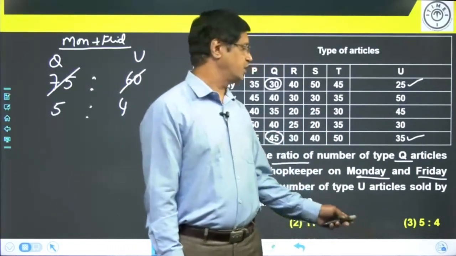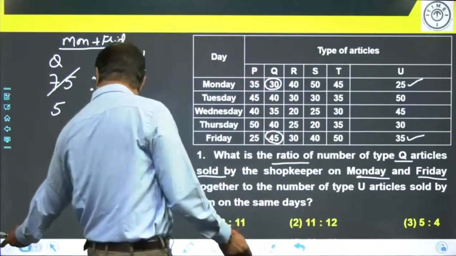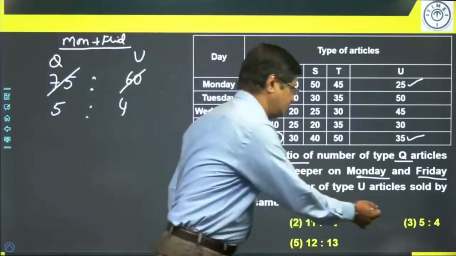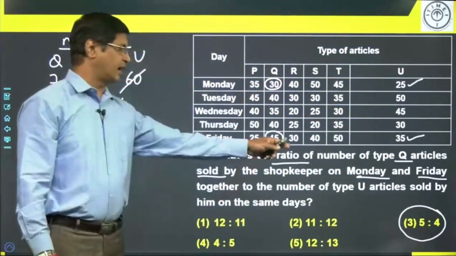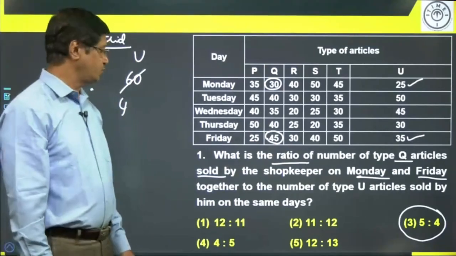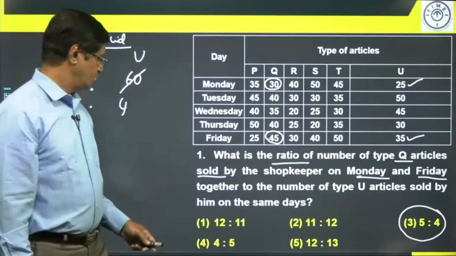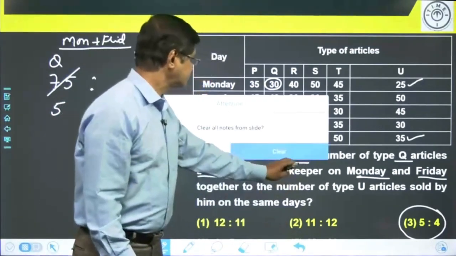Now what is the right choice? Option number 3. The third choice is the right answer. So what to find here? The ratio of the total number of articles sold on Monday and Friday by the shops Q and U. Okay, now look at the next example on your screen.